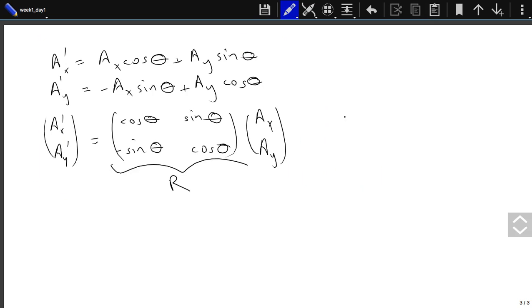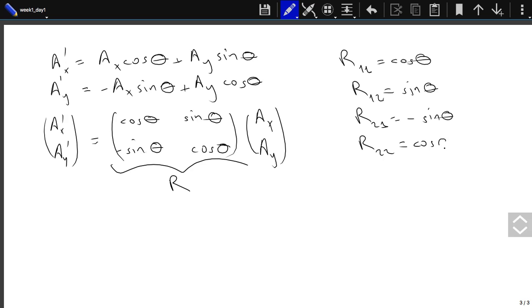So you see, these are our equations. We define this matrix R such that R11 is equal to cosine theta, R12 is equal to sine theta, R21 is equal to minus sine theta, and R22 is equal to cosine theta. These are how we define the elements of this matrix R.